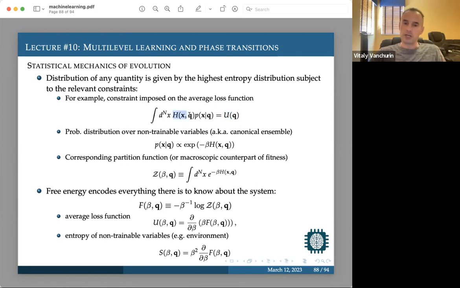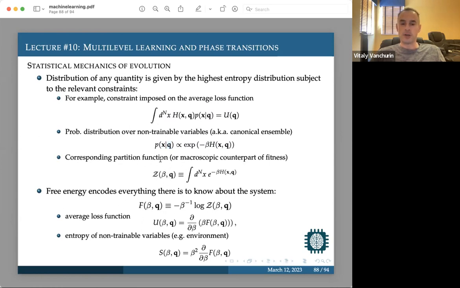So yes, you always start with a loss function, then you set a constraint on the average loss function, and then you have these two types of variables, the ones which you pay attention to, and the other ones that you don't pay attention to. And then according to the maximal entropy distribution, it should be this. We also called it the canonical ensemble. This is a distribution of those fast-changing, non-trainable variables for fixed trainable variables. So this is the distribution. And then this thing that turned out to be very important is the partition function, the integral over x. Now it only depends on the trainable degrees of freedom.